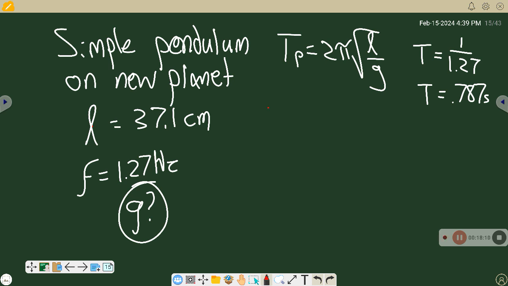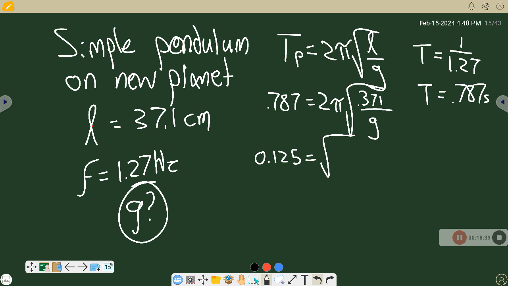Period is 0.787 equals 2 pi times the square root of 37 centimeters, which is 0.371 meters, divided by G, which is what we're solving for. Okay? So I'm going to take my math real slow here. I'm just going to take 0.787 and divide by 2 pi here. I'll get 0.125 equals the square root of 0.371 over G.